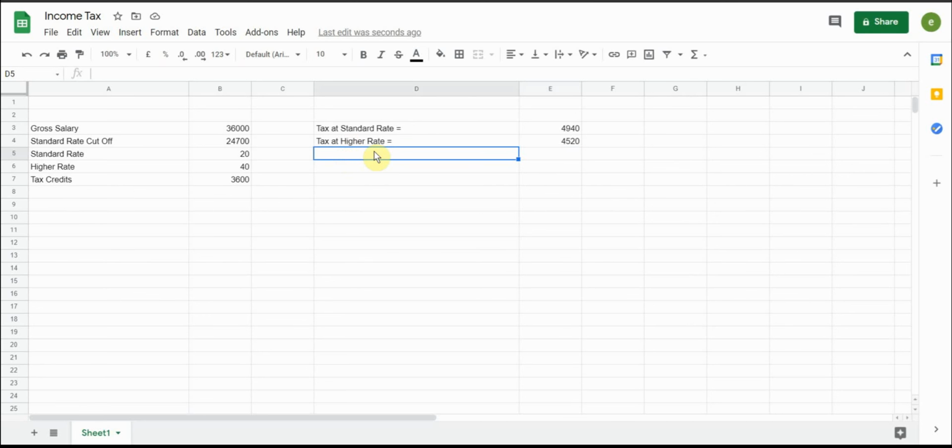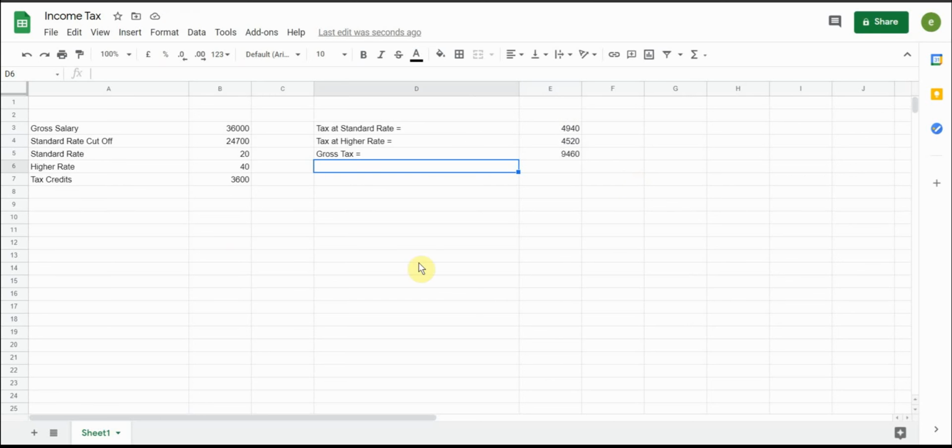We're then going to call this row here gross tax equals. Now gross tax is, well, if he has to pay that amount of money at the standard rate and that amount of money at the higher rate, well then the amount of money he will have to pay in total is equal to this plus this. And if I hit enter, I should get the answer. Good.